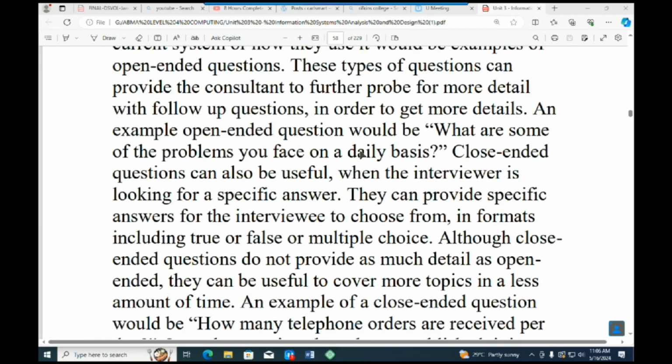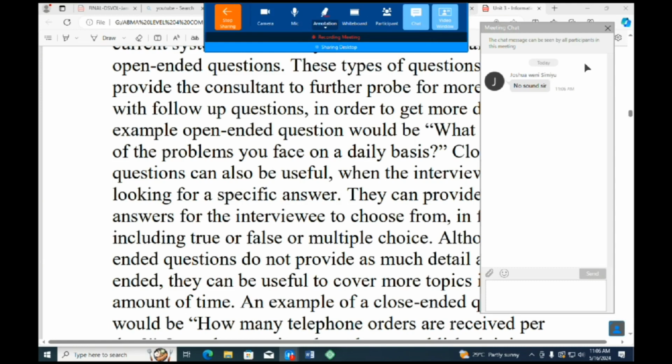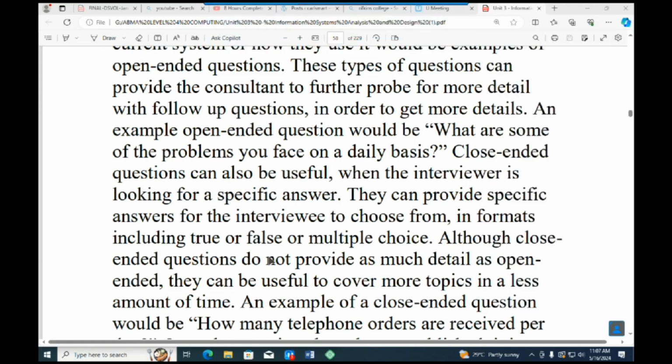Now, when you are using this format where you have provided the interviewee with options to choose from, one thing you need to understand is that this type is not going to provide you with as much detail as the other type, though it can be helpful to cover more ground.